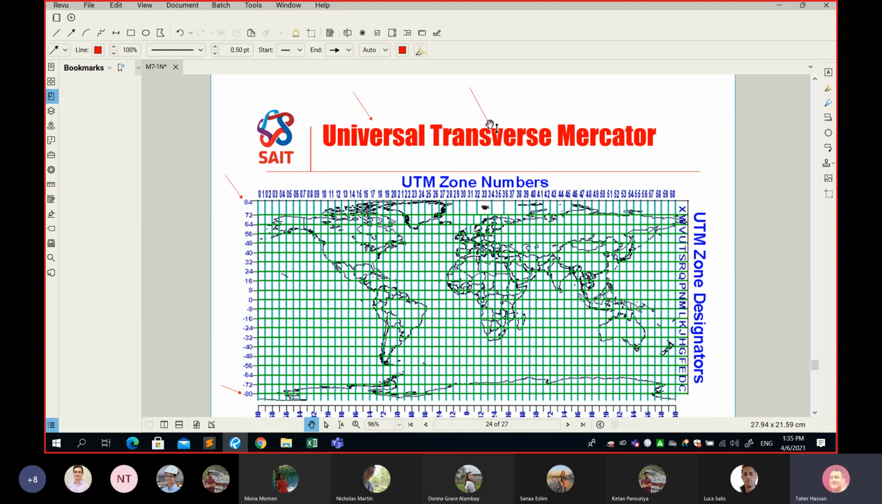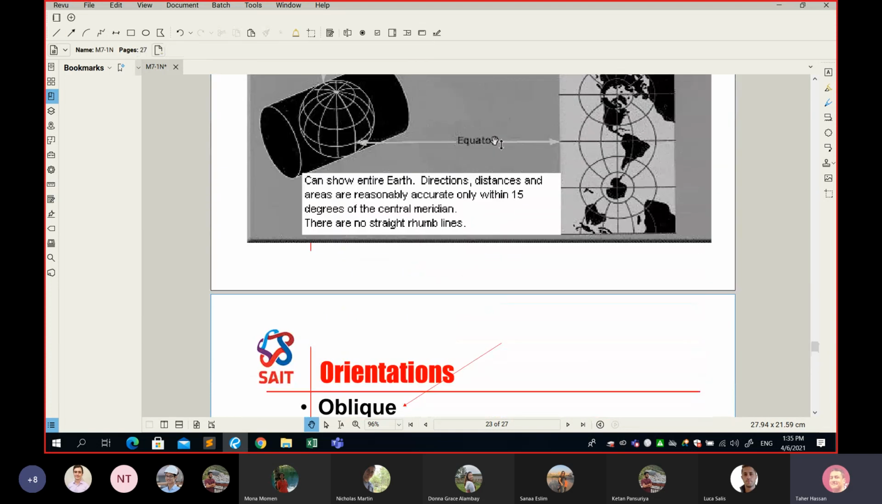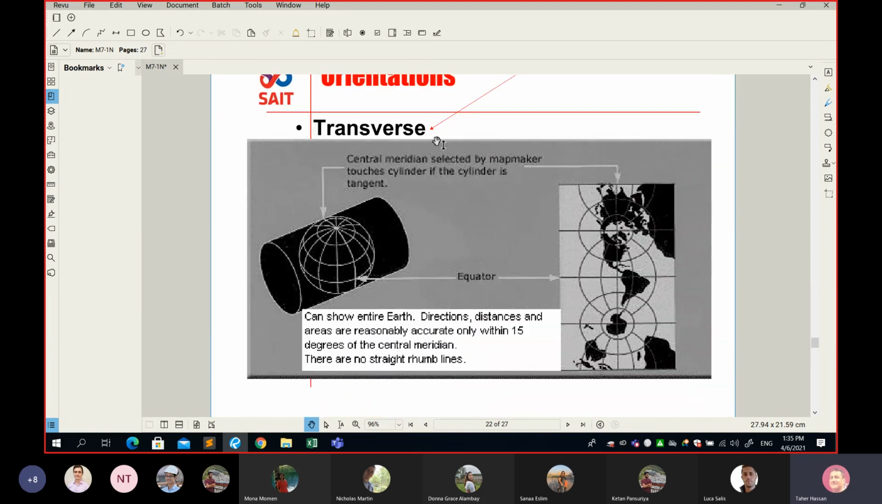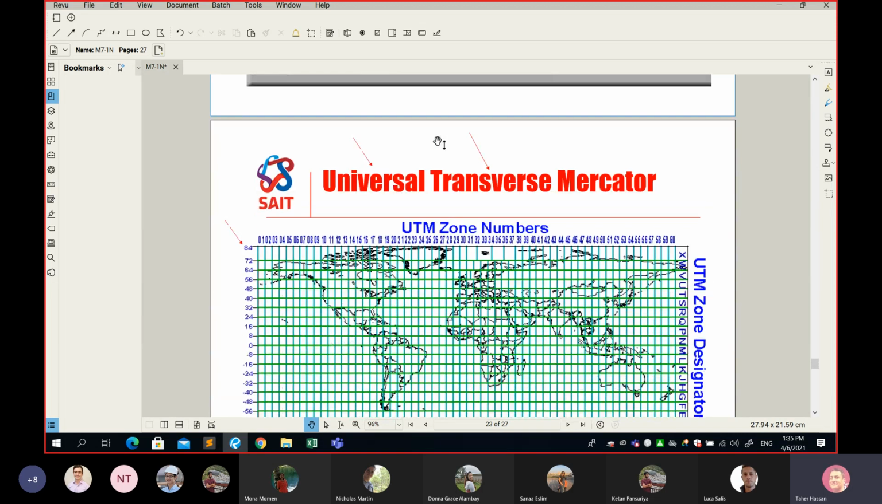What does it mean, transverse? We said it already. Transverse means the cylinder is rotated by 90 degrees. And then finally, Mercator. Mercator is the person who invented this projection. And guess what? This guy was not really a surveyor. He was a mathematician, and this concept of projection in general simply comes from math.